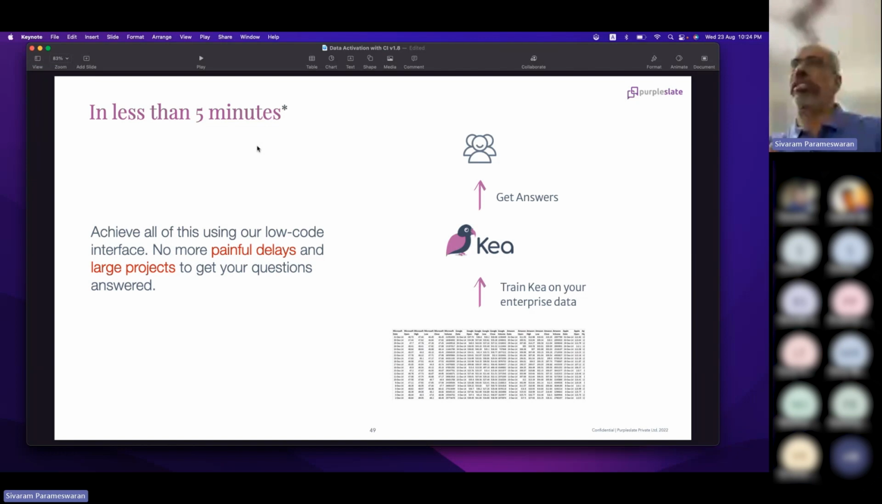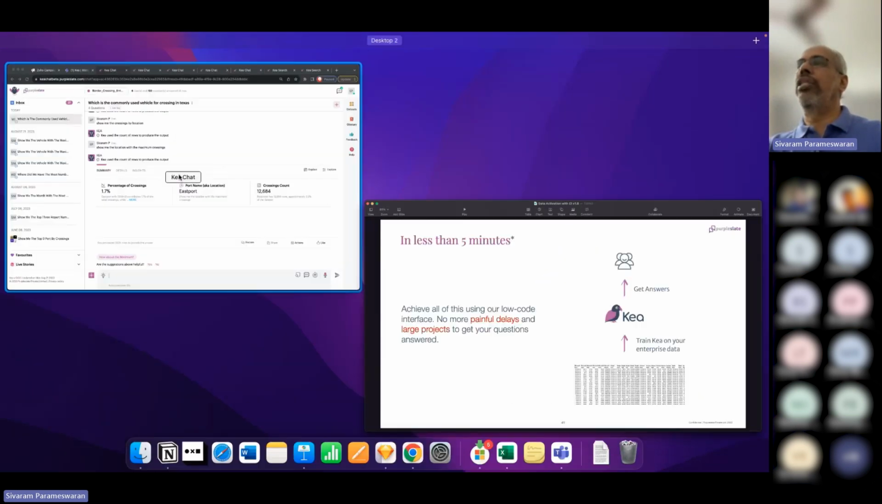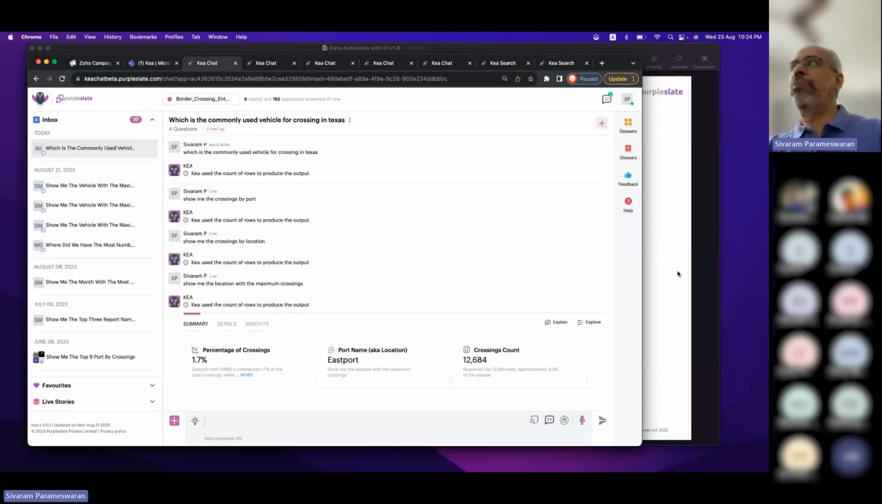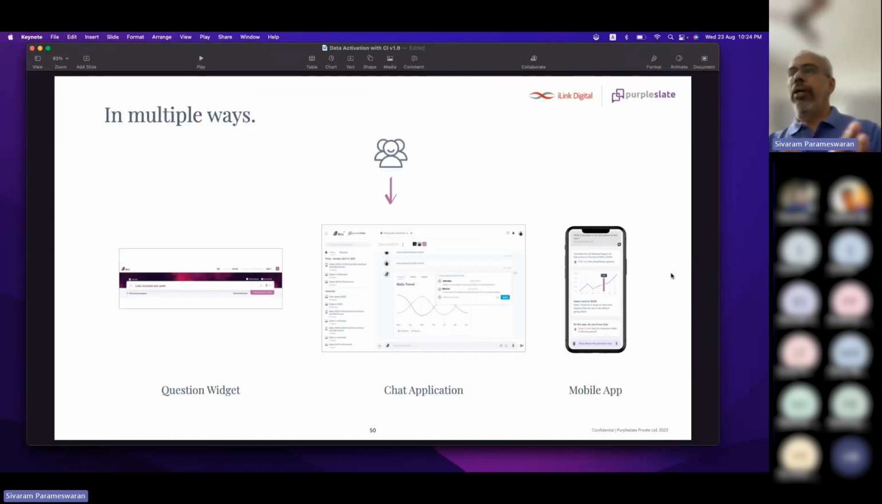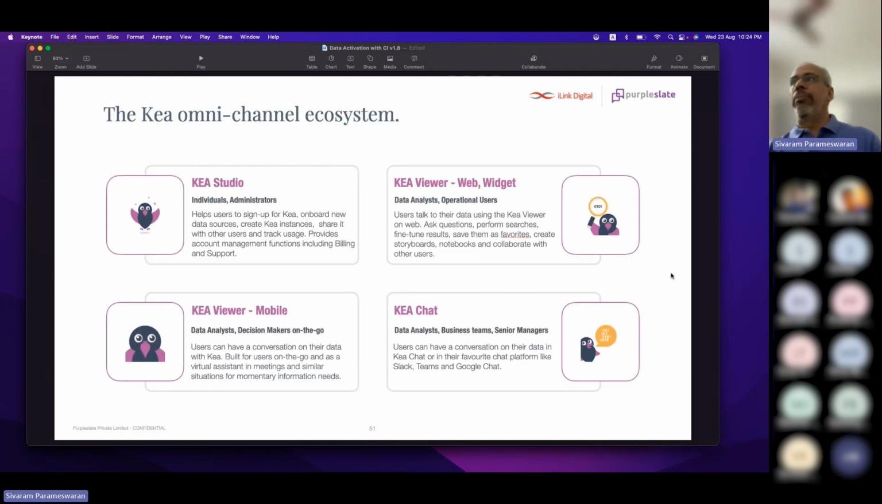Even though we say 5 minutes, it's very simple with Excel sheets of very small data sets, you can just onboard it in no time. But at the same time, even with very large databases, the whole thing happens, all the visualizations, everything you see here, without writing a single line of code, right? There are multiple ways. I showed you the search widget and the chat application. There is a mobile application as well. So this is the Kia ecosystem.